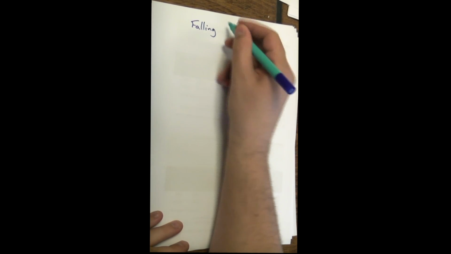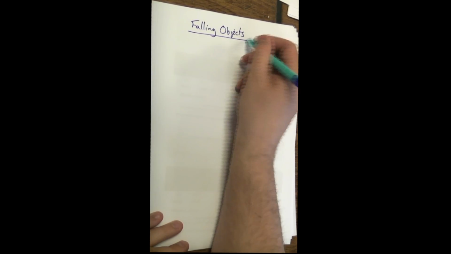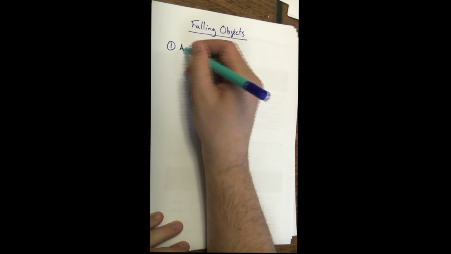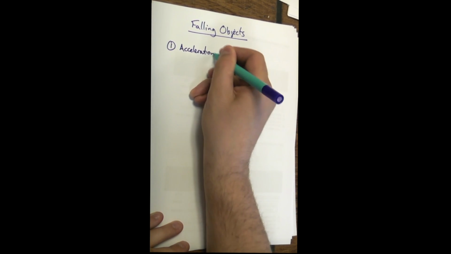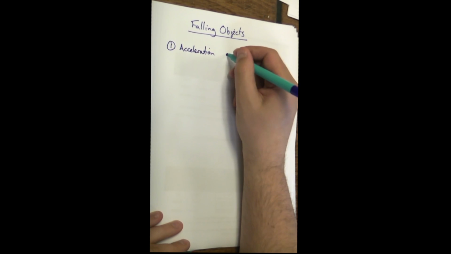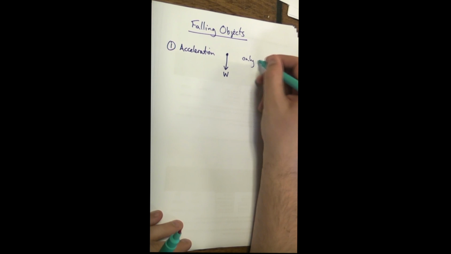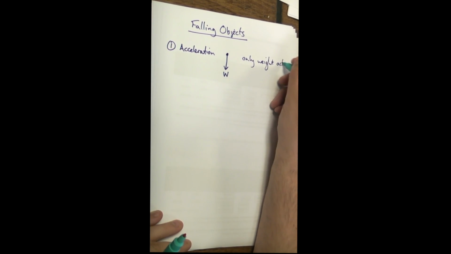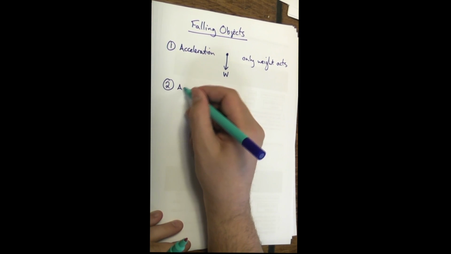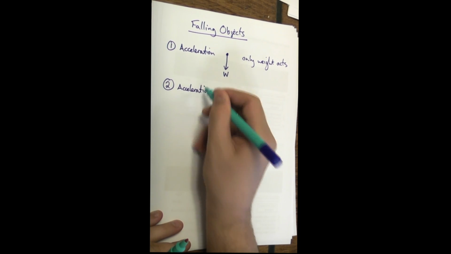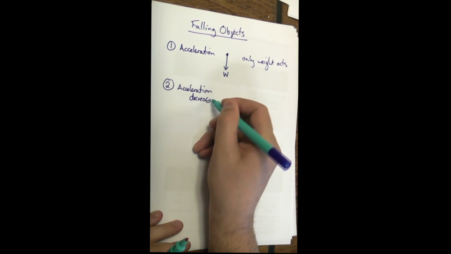Now another part of this is when you're considering falling objects, objects falling due to gravity. Let's just consider a ball bearing. The ball bearing initially accelerates because it's only got the weight acting downwards, so it accelerates in that direction. F equals ma if you want to work that out.